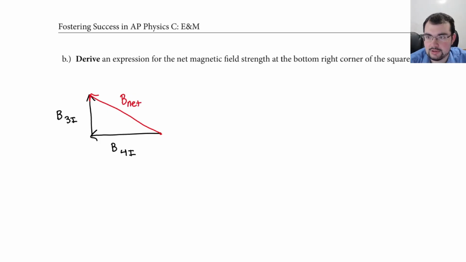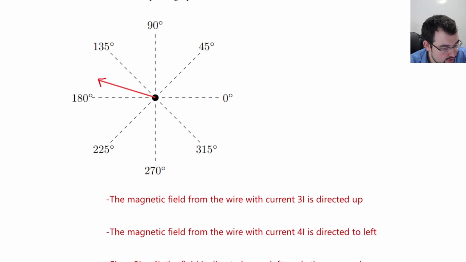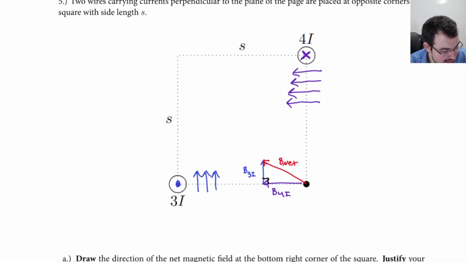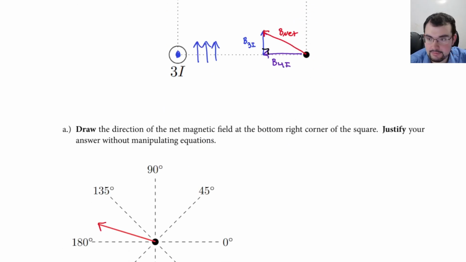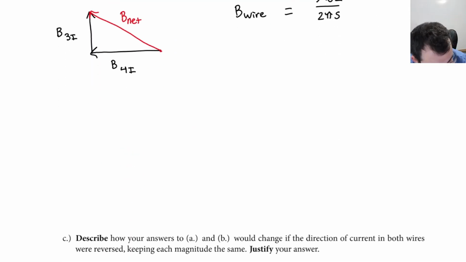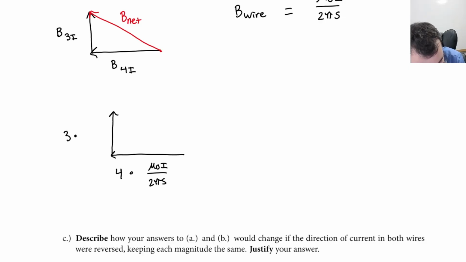So now we can turn this into a triangle because we know that B from a wire is equal to mu naught I over 2 pi s. So the only thing that's changing, we know that the distance is going to be s each time because we're along a square, but the current is either 3I or 4I. So we can just rewrite our triangle: the horizontal leg is going to be 4 mu naught I over 2 pi s. The vertical upwards leg is 3 times mu naught I over 2 pi s.